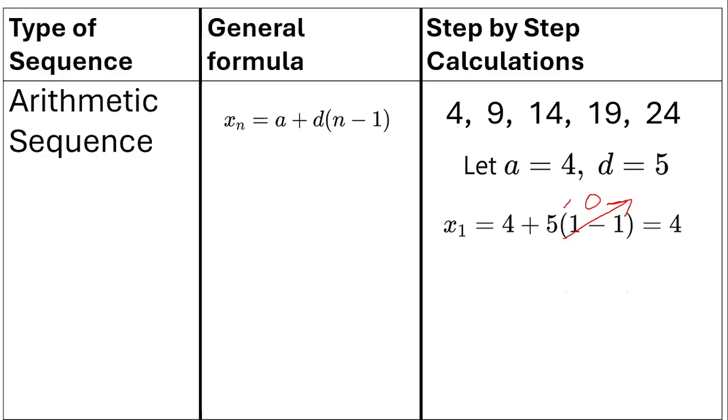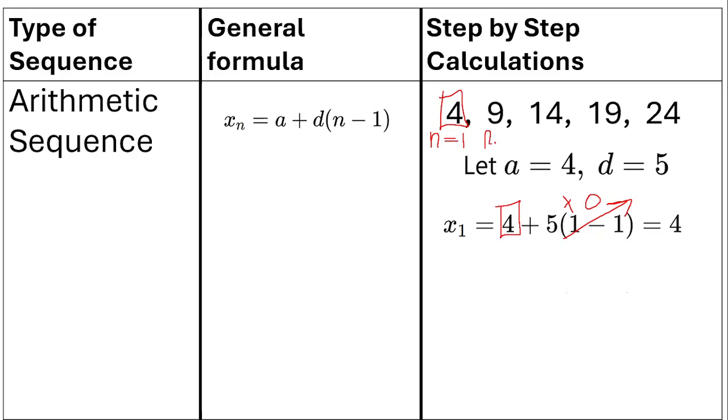And 0 multiplied by 5, well, 0 multiplied by 5 is still 0. So the answer here is going to just be 4. So our first term is 4. So n is equal to 1. So for x sub 1, right, x sub 1 is 4. And in this case, n is equal to 1.